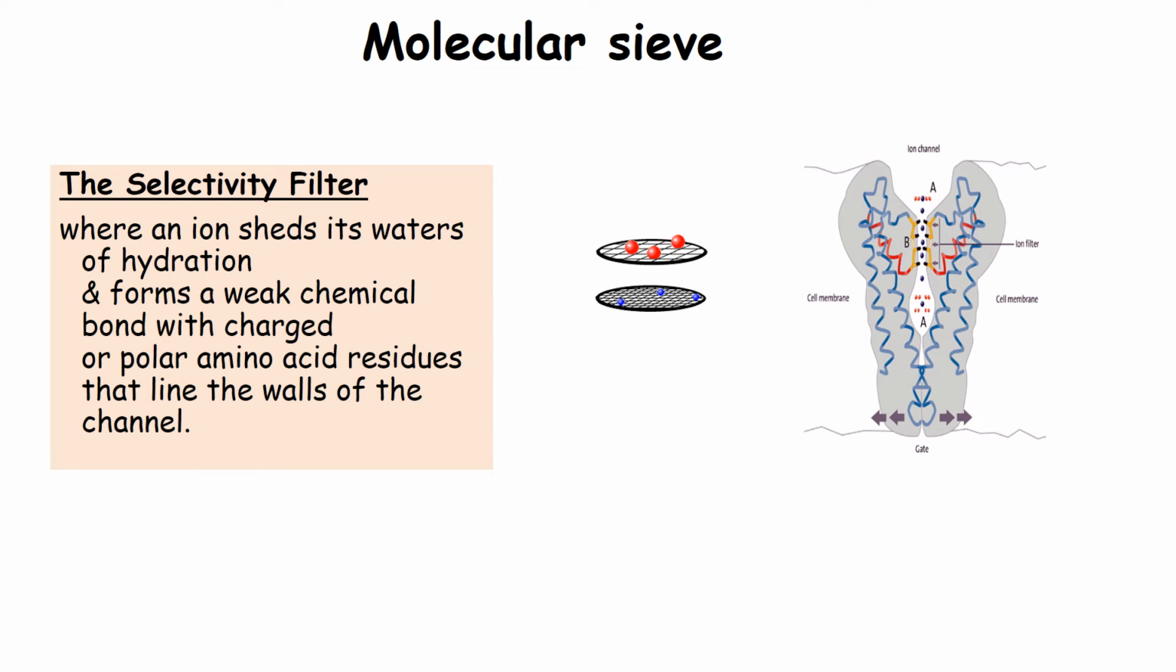So what do you see here? This is the second characteristic of ion channels. For its selectivity, we have this molecular sieve, which is known by the name of selectivity filter. Here in this figure, you can see just near the entrance of the protein channel, we have this filter, which is known as ion filter or selectivity filter. The ion is shedding its water of hydration, and then you can see it is moving inside the channel.